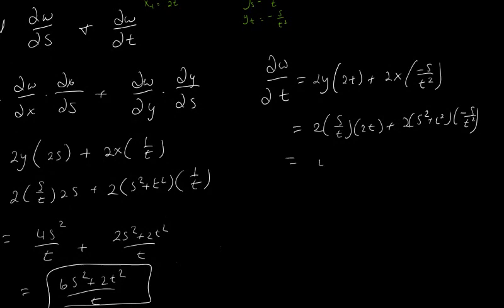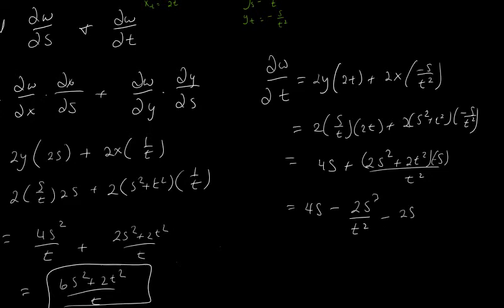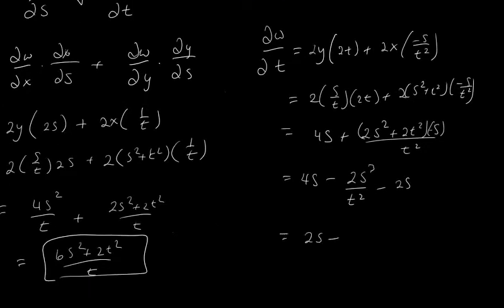Simplifying this gives me 4s plus 2s squared plus 2t squared times negative s over t squared. So that's going to be 4s plus, actually it'll be minus, won't it? Minus 2s cubed over t squared minus 2s. So altogether, that's 2s minus 2s cubed over t squared. All right, and there we have that one.